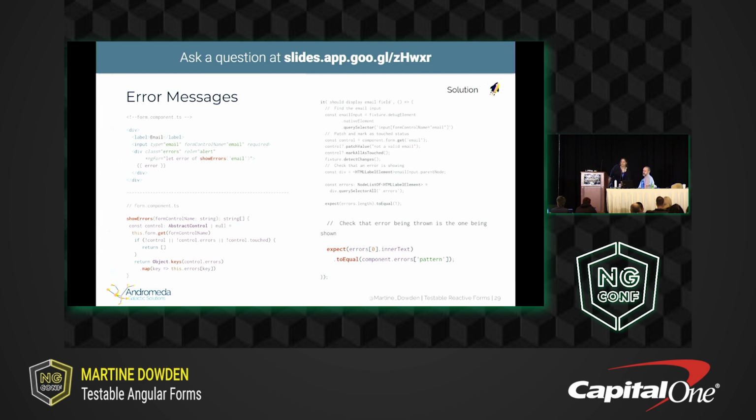Oh, it has fixture native element query selector. Okay, the syntax is a little bit different. You'll eventually get to the same place. It's just a syntax difference. That's the difference between native element query selector versus fixture debug element.